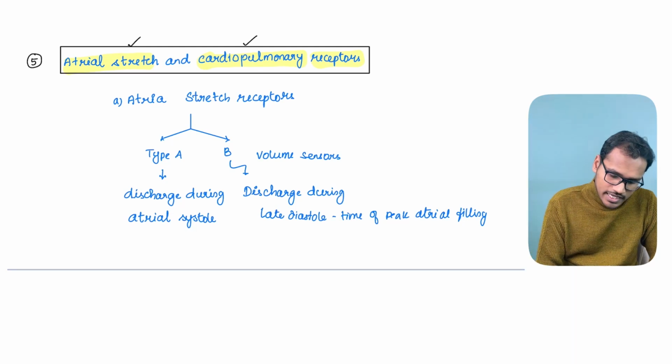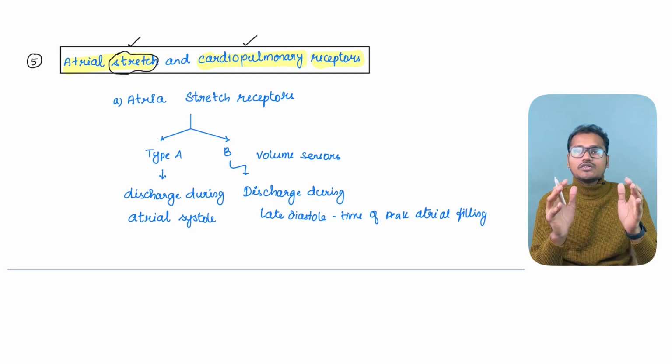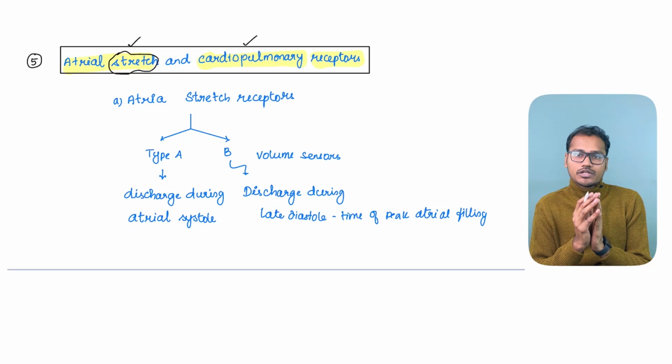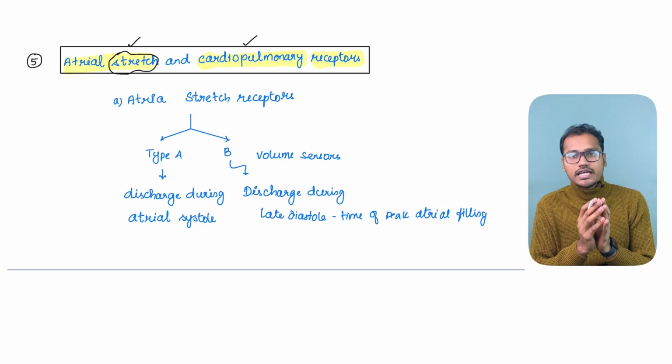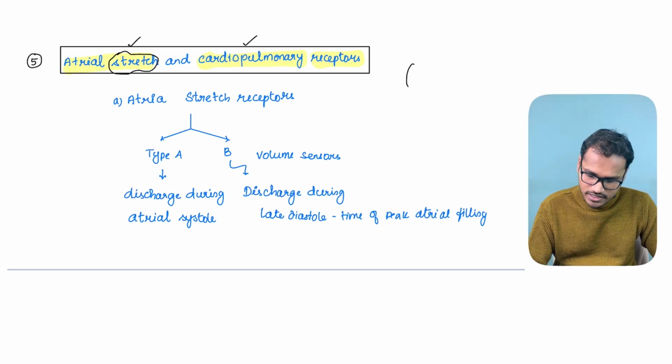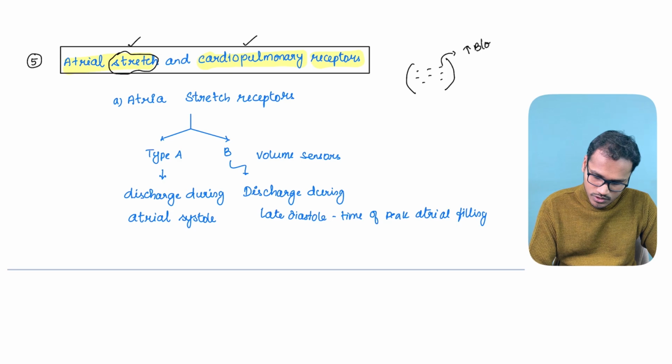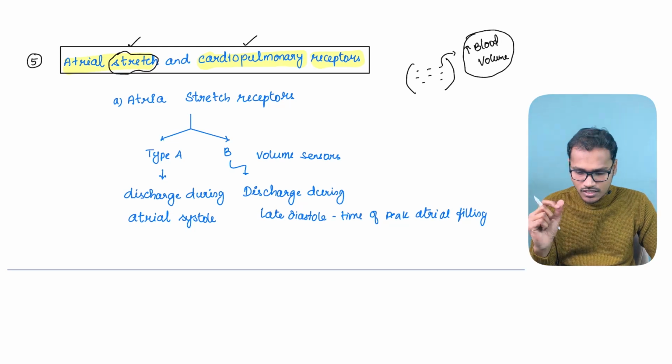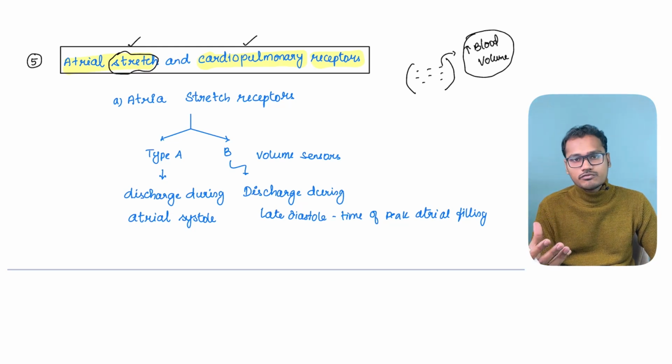So what do they do? As you can understand, the word stretch is used. Whenever there is a stretch on the atria, these receptors are going to be activated. When the blood volume increases, the atria have to expand, and some reflex is happening because the blood volume has increased. This is not good for the heart, because too much blood volume will cause derangement and failure also. To prevent this, it has a backup mechanism by activating some of the receptors.